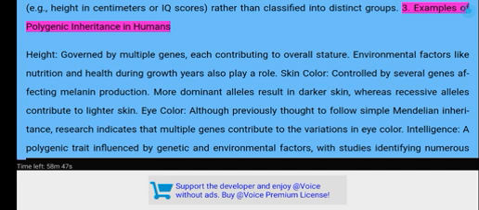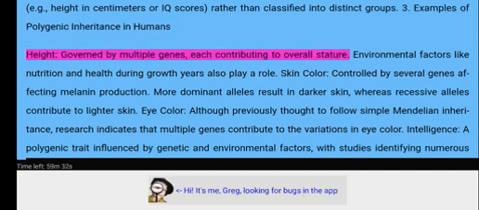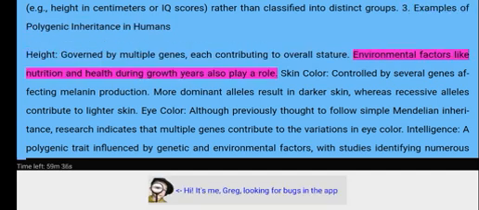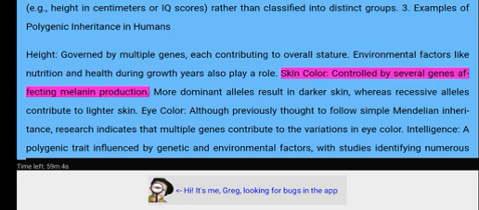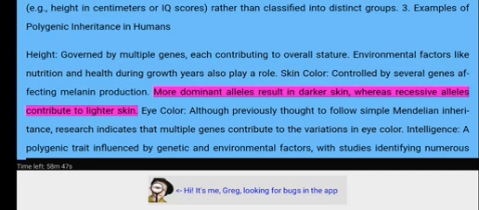3. Examples of polygenic inheritance in humans. Height, governed by multiple genes, each contributing to overall stature. Environmental factors like nutrition and health during growth years also play a role. Skin color, controlled by several genes affecting melanin production. More dominant alleles result in darker skin, whereas recessive alleles contribute to lighter skin.